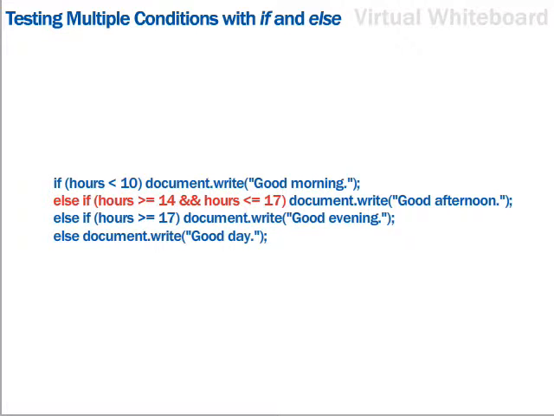The second statement checks whether the time is between 2 p.m. and 5 p.m. and, if so, displays good afternoon. This statement uses else if to indicate that this condition will only be tested if the previous one failed. If it's morning, there's no need to check whether it's afternoon. Similarly, the third statement checks for times after 5 p.m. and displays good evening. The final statement uses a simple else, meaning it will be executed if none of the previous conditions matched. This covers the times between 10 a.m. and 2 p.m. and displays good day.